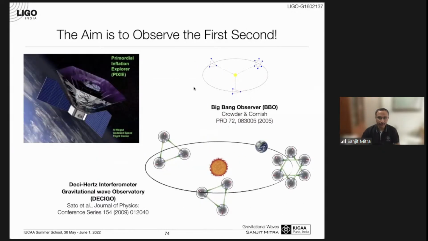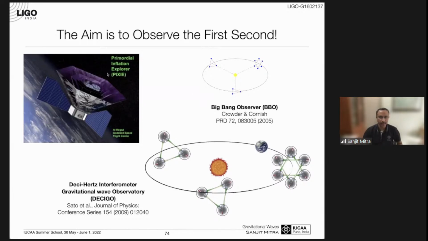So this was the Big Bang Observer mission which was proposed. This will consist of constellations of spacecraft. So three here, and six there, where each one of them is an interferometer, and then you can cross-correlate data from all these interferometers to get a very high sensitivity.